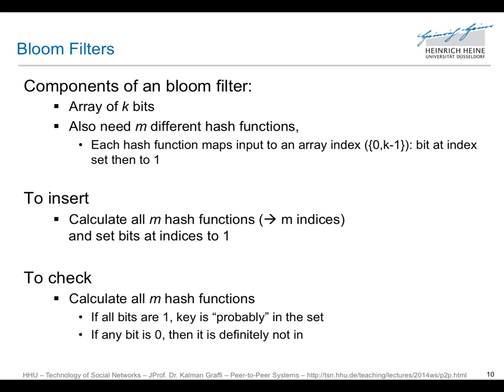So an array of k bits. What does this mean? An array of k bits is a bit array with k entries. So it's no magic. Let's start with 0, 1, 2, until k minus 1. And each of these entries might be 0 or 1. Bit array.